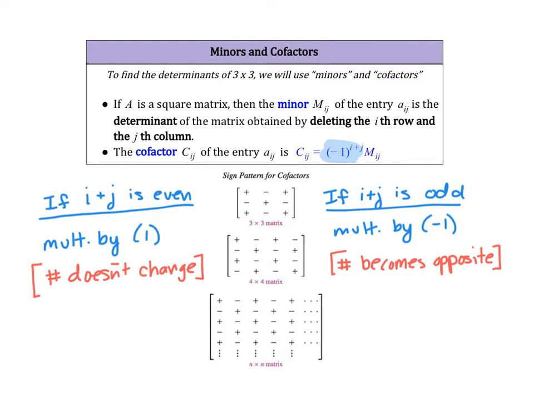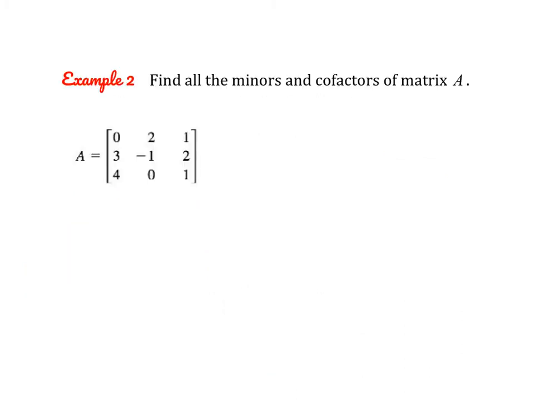positive and negative. Now, I do want to point out that this is not the signs of your results. It's the sign of what you multiply by. So here you multiply by positive 1, negative 1, positive 1. Here you multiply by negative, then by positive, then by negative, then by positive. So all you really have to know is that if i plus j is even, your number doesn't change. If i plus j is odd, your minor becomes the opposite for the cofactor. And this is definitely something that's much easier to show than to tell. So that being said, let's give this problem a try.